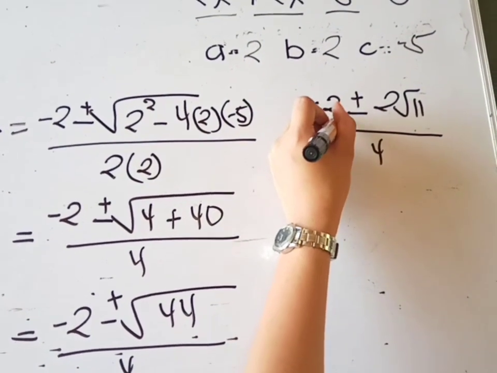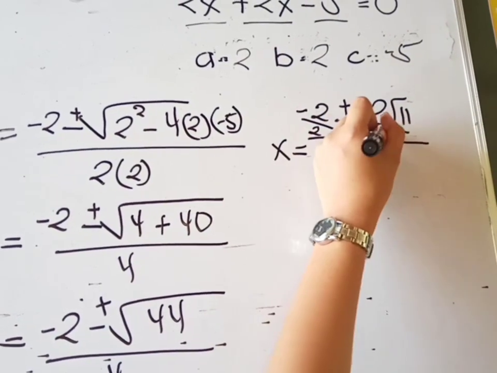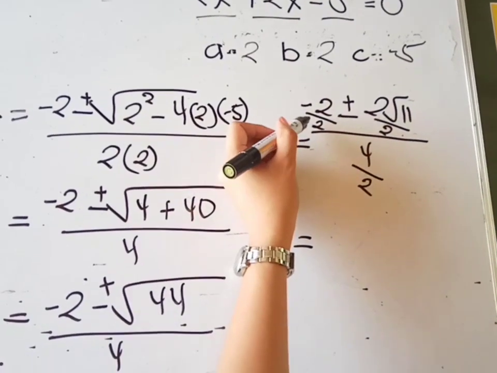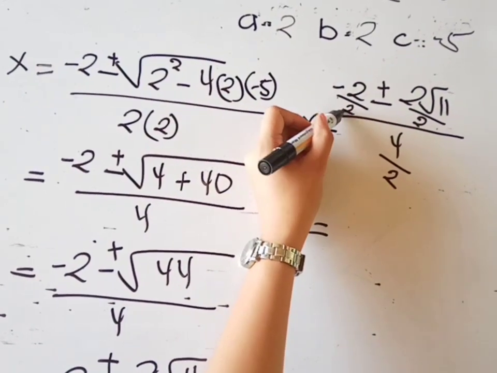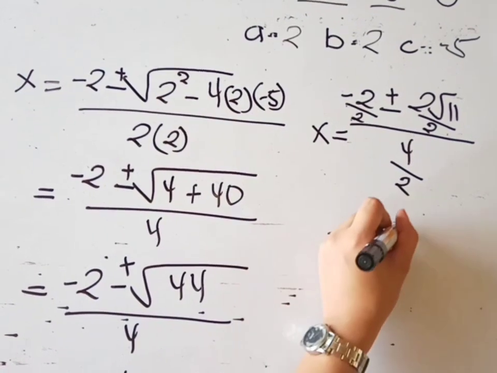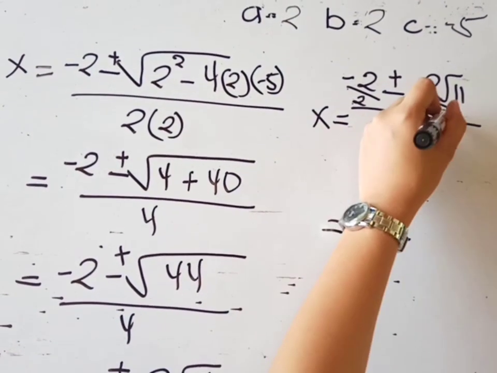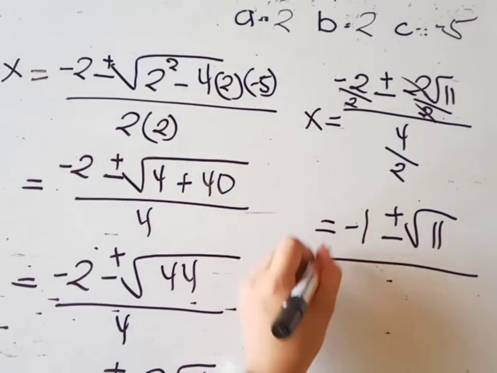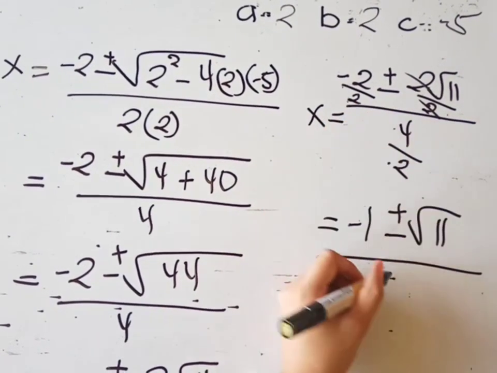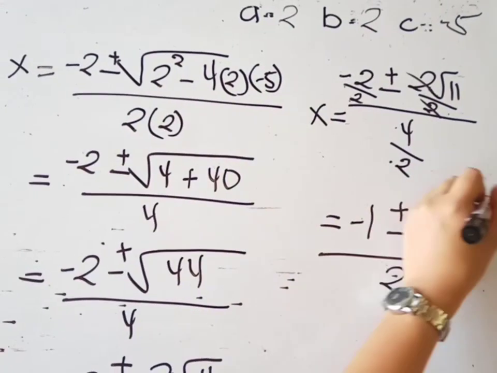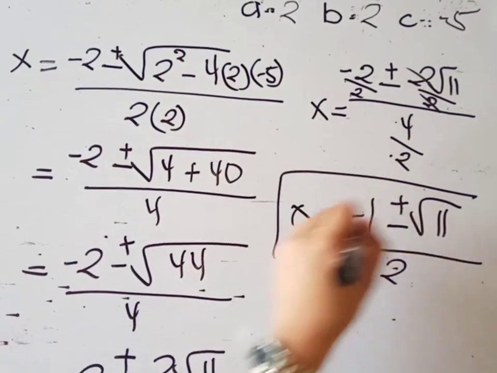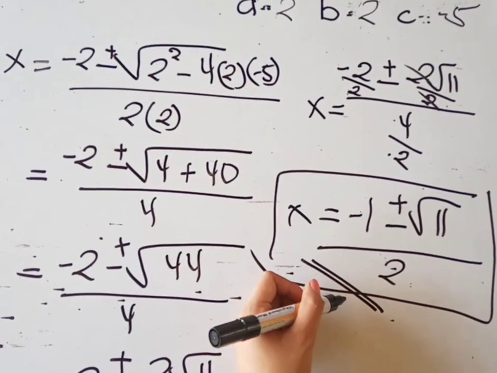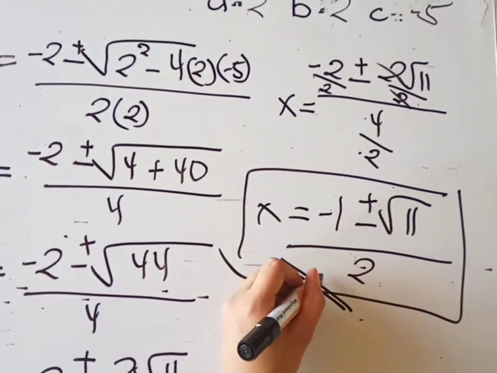So we need to simplify it by 2. Now, negative 2 divided by 2 is equal to negative 1, plus or minus. The 2 cancels, leaving the square root of 11, and 4 divided by 2 is equal to 2. So now, this equation cannot be simplified anymore, and this is our final answer.